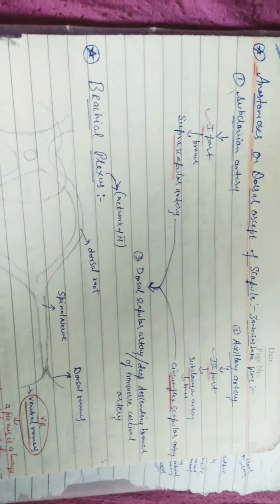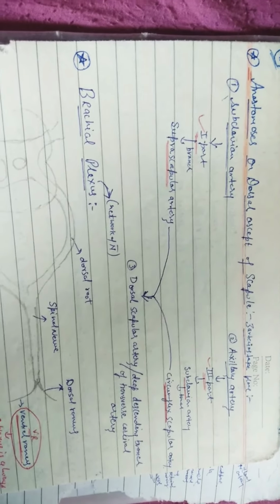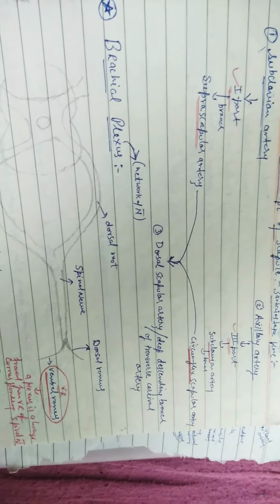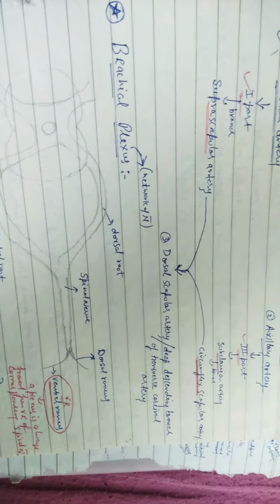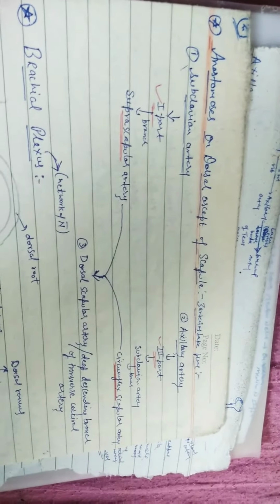Now we'll see the anastomosis on the dorsal aspect of scapula. It is also an important point, it is also asked. Three arteries take part: subclavian artery, axillary artery and dorsal scapular artery. From the first part of subclavian artery, the branch is suprascapular artery. From the third part of axillary artery, the branch is circumflex scapular artery. They anastomose with the dorsal scapular artery, or we can say the deep descending branch of transverse cervical artery. So this is the anastomosis which takes place on the dorsal aspect of scapula.